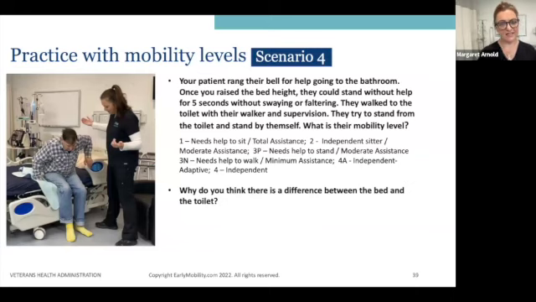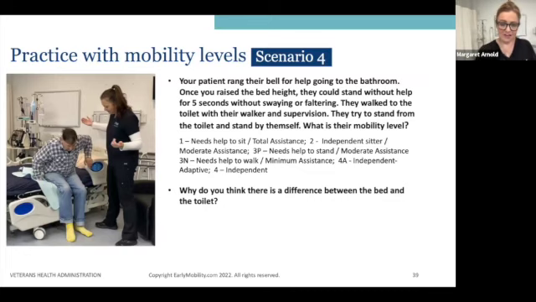One of the things that is so important for the mobility screen is it's going to help you detect changes in function with either an environmental change or a physical change within your patient. The bed height was raised to help them stand up the first time, but you don't necessarily have a toilet seat that rises. So from the toilet, this patient is a 3P.